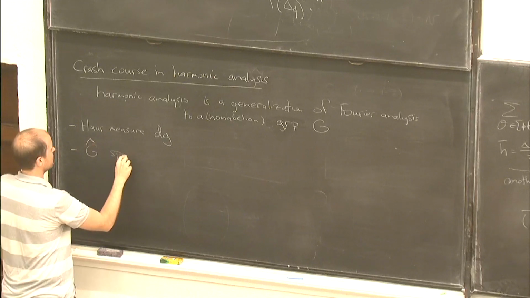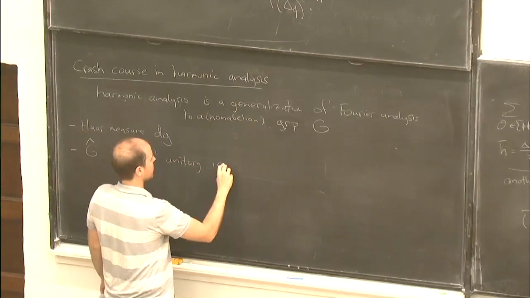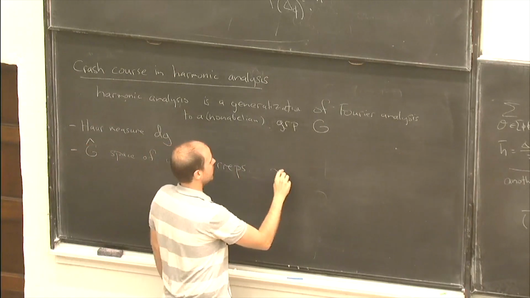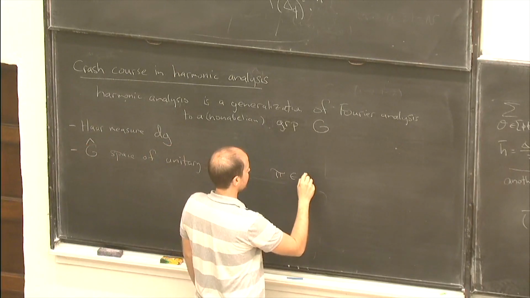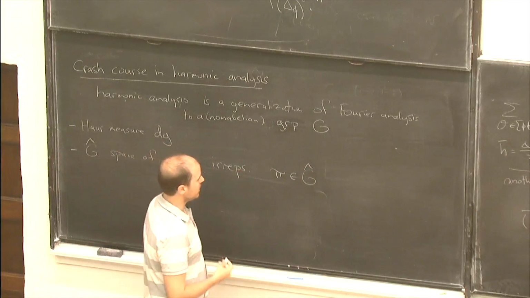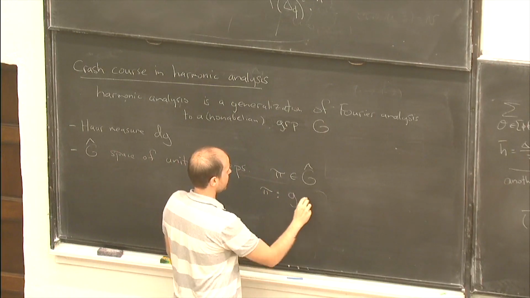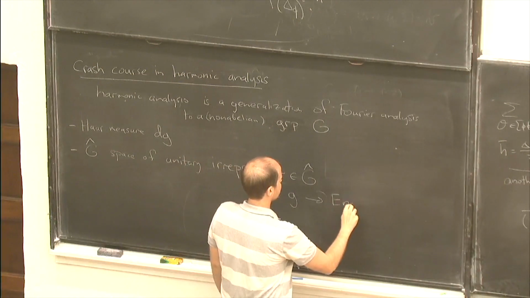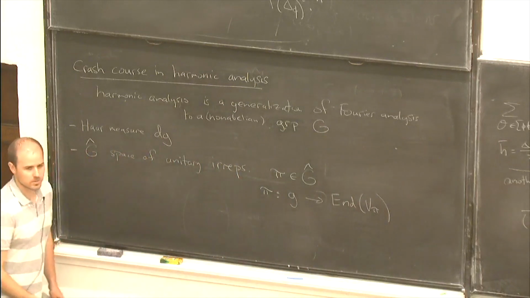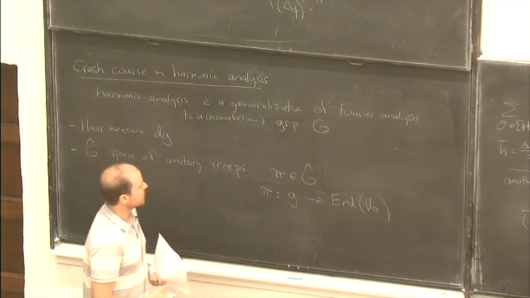So this is the space of unitary irreps. And I'll denote an irrep by pi. And I'm going to abuse notation and use pi both for the irrep and also for the representation map. That is the thing that takes a group element to a linear transformation on the associated vector space. In other words, a matrix, a thing that takes a group element to a matrix. Okay.